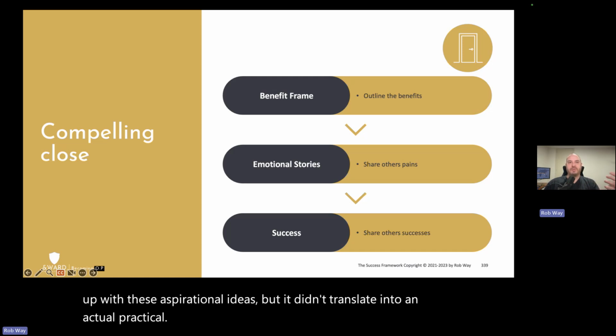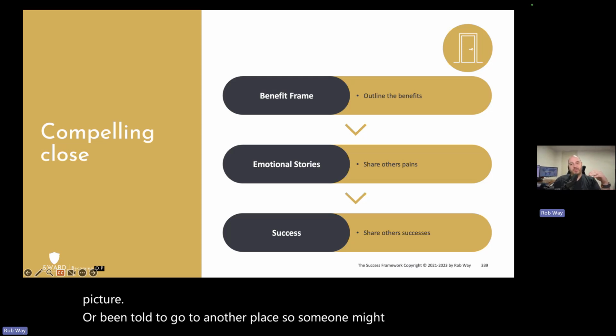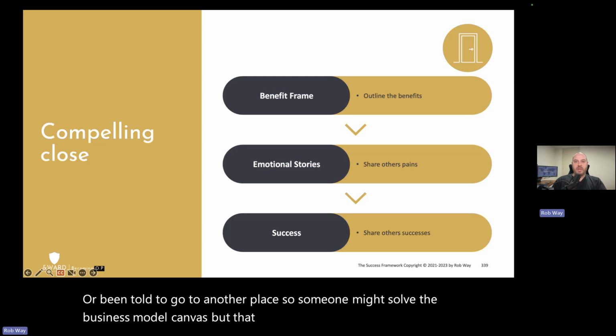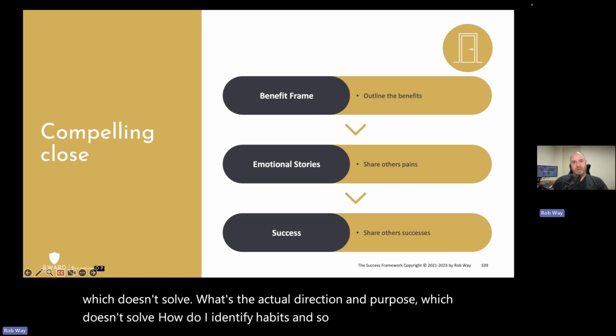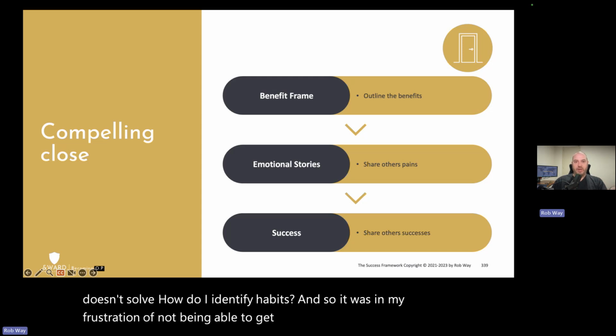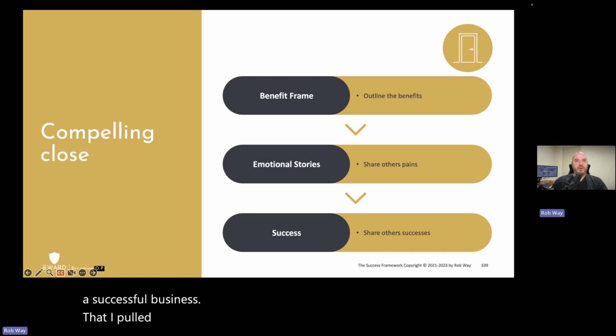practical executable strategy. And so I got sick of either not getting the whole picture or being told to go to another place. So, you know, someone might solve the business model canvas, but that doesn't solve the operating model, which doesn't solve what's the actual direction and purpose, which doesn't solve how to identify habits. And so it was in my frustration of not being able to get the whole picture for growing and scaling a successful business that I pulled together the success framework.